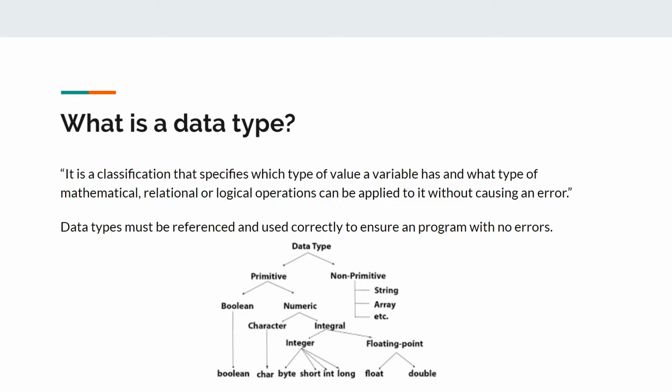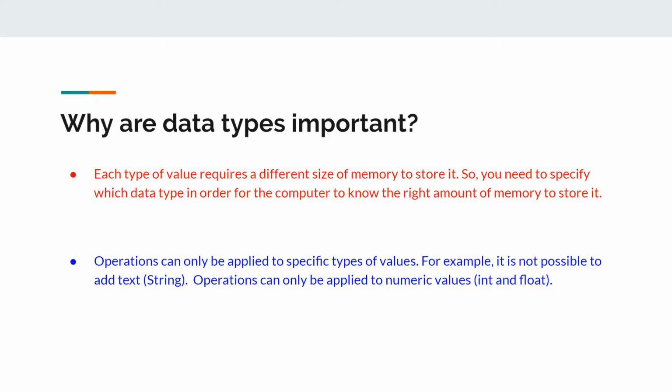Here's a chart which shows the data types, like the primitive mentioned before, and then it goes into more detail each time. So why are data types important? Each type of value requires a different size of memory to store it. So you need to specify which data type in order for the computer to know the right amount of memory to store it.